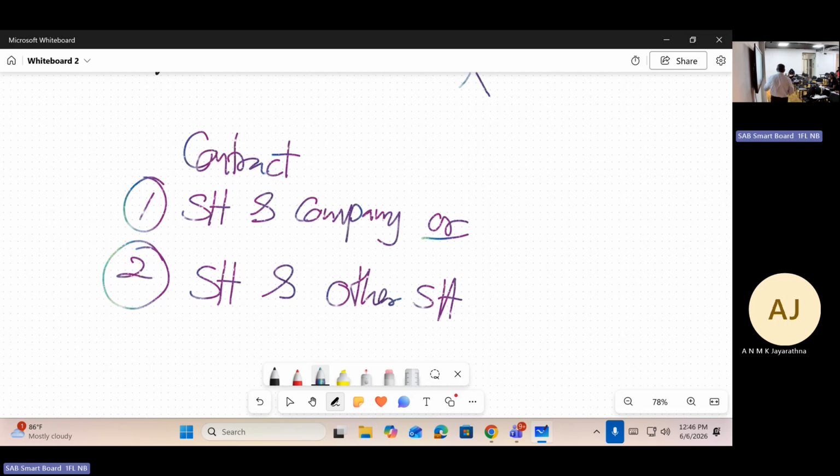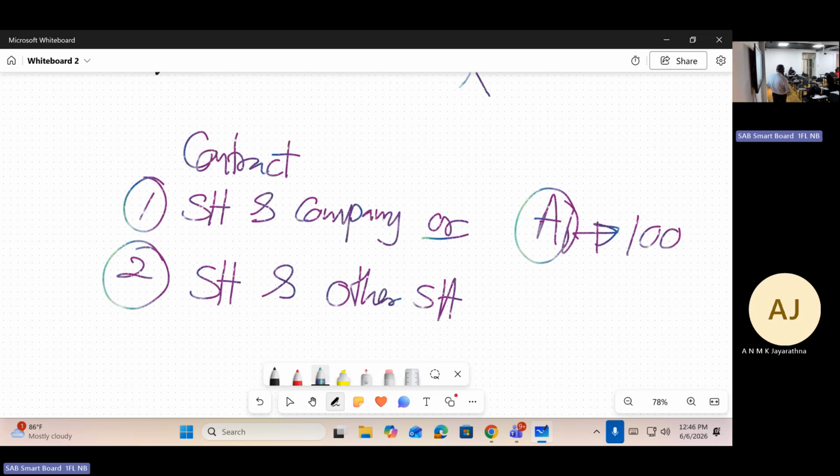Now, suppose like this, according to my second provision, every shareholder is entitled to cast one vote per share. Suppose A is a shareholder of the company. A holds 100 shares.